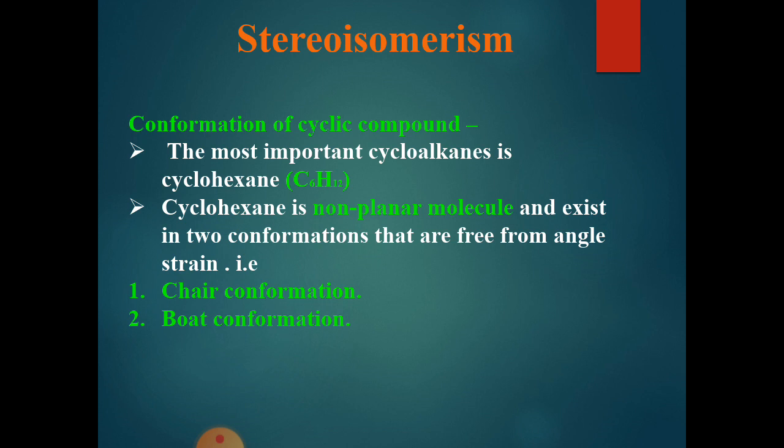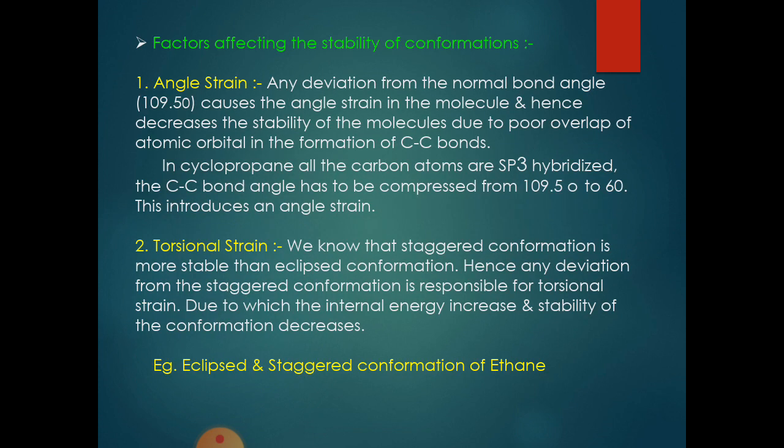Cyclohexane is a non-planar molecule and exists in two conformations that are free from angle strain, and these two conformations are the chair conformation and boat conformation. There are some factors which directly affect the stability of conformations. There are three factors. The first is angle strain, second is torsional strain, and the third is dipole-dipole interaction. First we see angle strain.